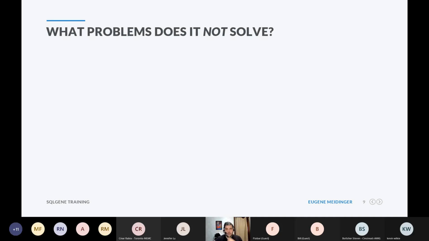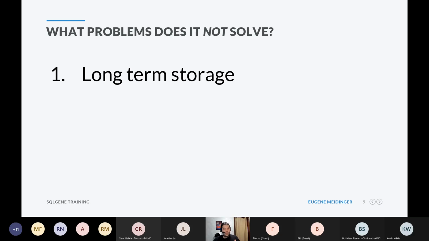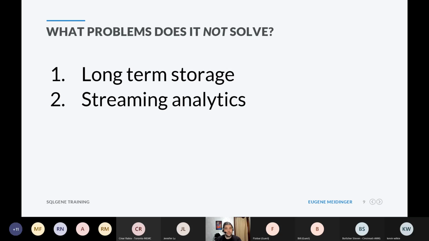So what does it not solve? The first one that we already mentioned is long-term storage. For this, you're going to use the data capture functionality, and you're going to save your data either to blob storage or a variant of blob storage, which is data lake storage. It also doesn't solve streaming analytics.